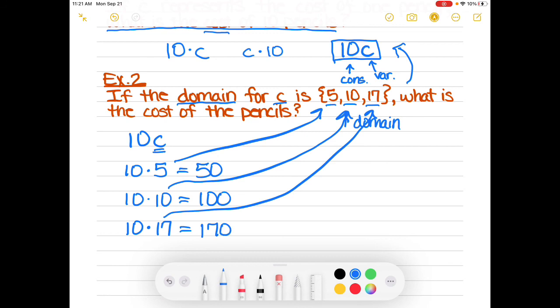Now I have 3 different answers because I had 3 numbers in my domain. So when you give your answer to these problems, you would give it as 3 different answers. You can even write your answer as 50, 100, and 170. If you know it's money, you could also put 50 cents, $1, and $1.70. Either way would be fine since we know that it's money. Hopefully you understand that. You're just putting in the numbers up here in the domain.